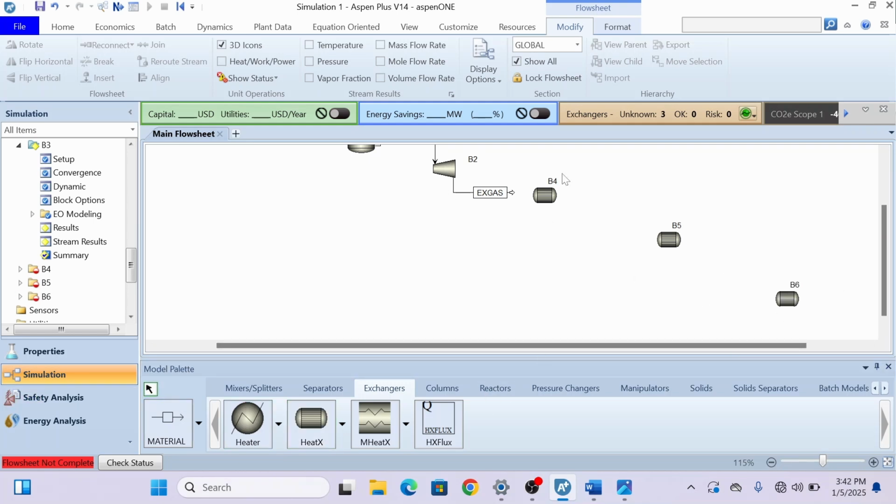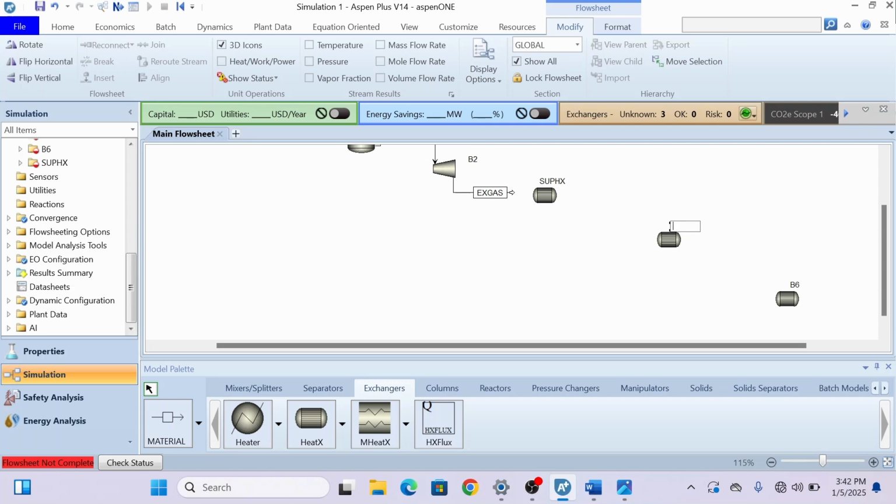So now I will double click on it. You can write superheater. Here you can write evaporator or boiler. Here you can rename it as economizer. These exhaust gases will be our hot stream, and the water that will be entering is our cold stream. So now I will make my connections.